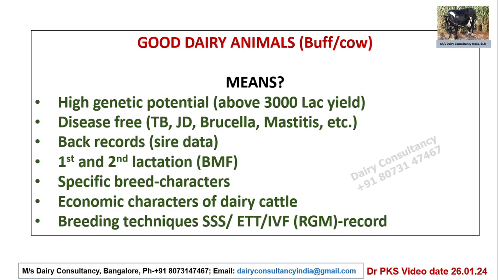What economic characters should the dairy cattle exhibit? This means the lactation yield, the intercalving period, how many times the animal has calved, through which semen it has calved, and what the breeding records are. The farmer or farm that is selling will have these records. If these records are available, we can call it a good dairy animal, based on the economic characters, genetic characters and breed characters.